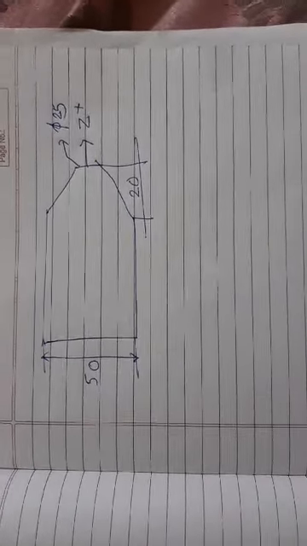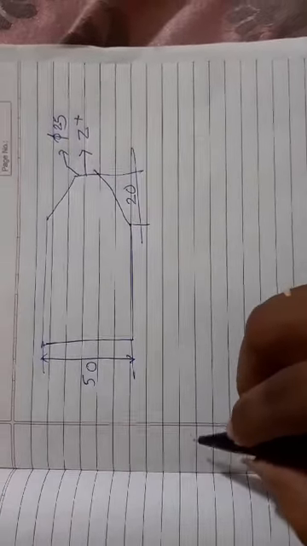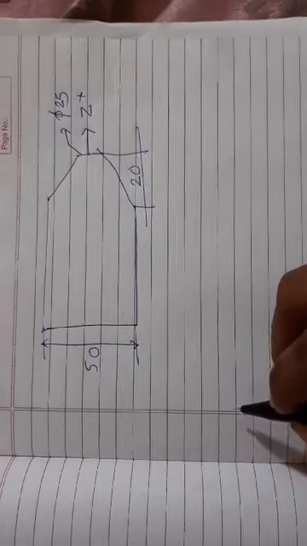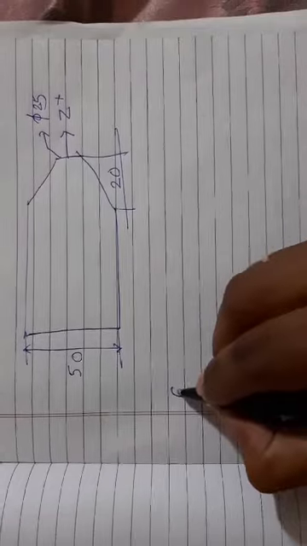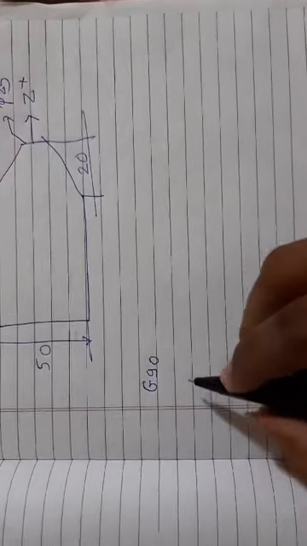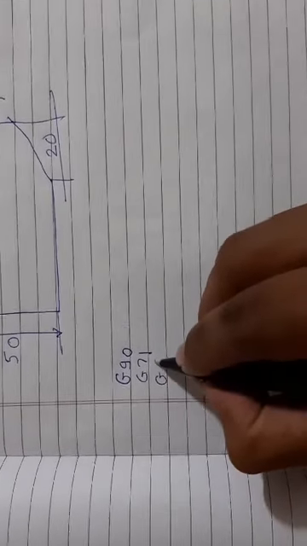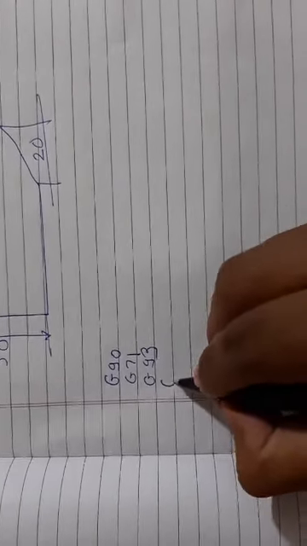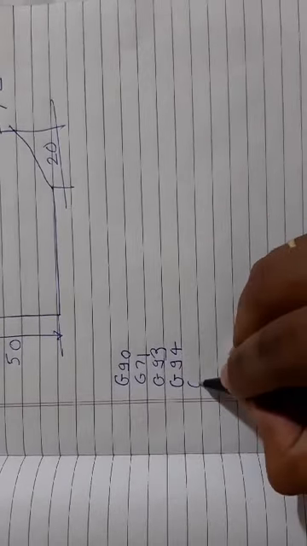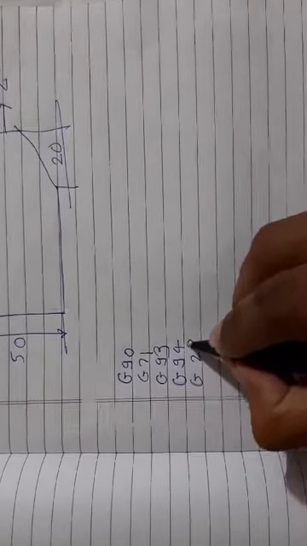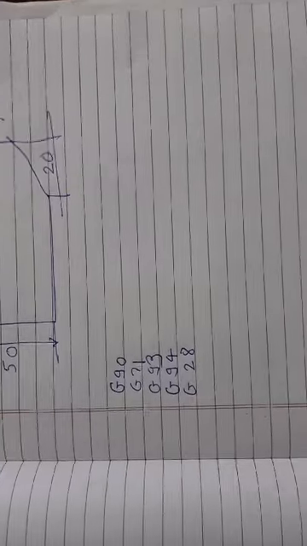Now for writing a part program, we have to write first of all some codes. These are the initial codes which are common for all part programs. So these codes are: first code is G90, second code is G71, third code is G93, fourth code is G94, fifth code is G28. So these are the common G codes which are used at the start of a part program.